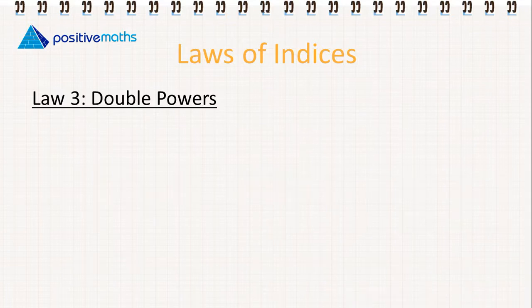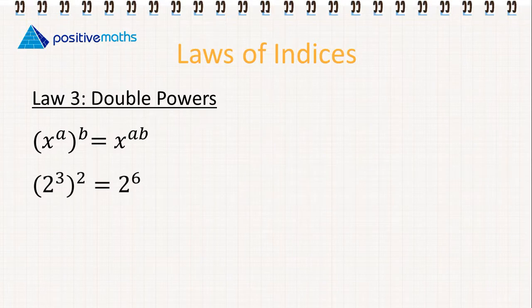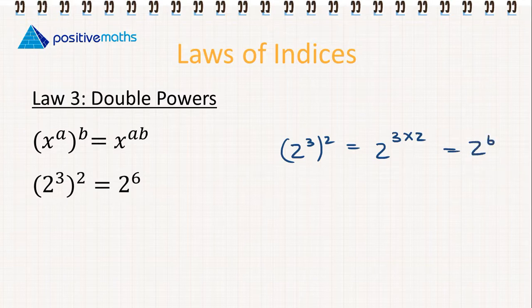Law number 3. You can think of this as the double powers rule. So if we have x to the power of a to the power of b, then we multiply the powers. So if we have 2 to the power of 3 to the power of 2, it's 2 to the power of 6. So it's 2 to the power of 3 to the power of 2 gives us 2 to the power of 3 by 2. So that's how we get our 2 to the power of 6.